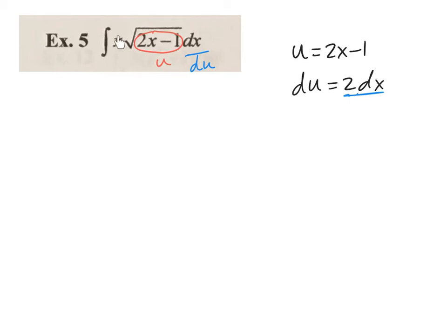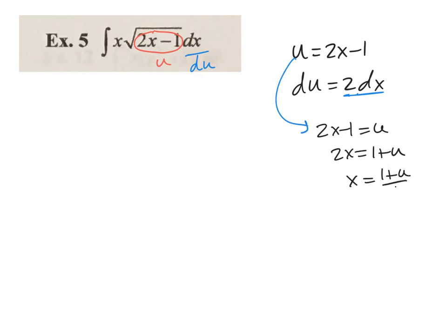Well, as you recall, u is equal to 2x minus 1. So here's an equation that I can solve for x, and then I will have something to substitute in for x. So let's take this equation and solve it for x. I'm going to turn it around and write 2x minus 1 equals u. I'm going to add 1 to both sides, and then divide both sides by 2, and x is equal to (1 plus u) all over 2.